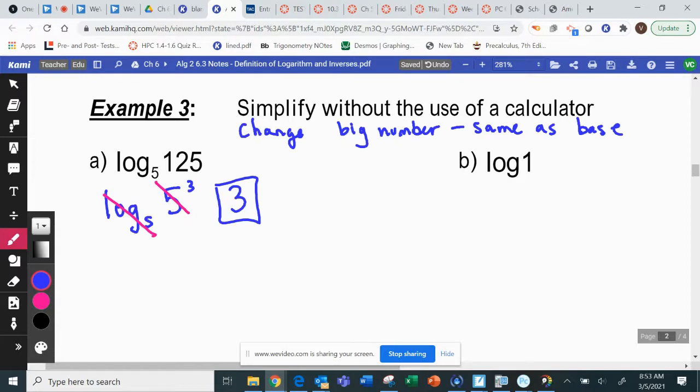So the next one, I have to change the big number so it is the same as the base. What is the base if it just says log? 10. If you say it, you're going to remember it more. So participate. 10. If you need to write it there because you're going to forget, that's fine. So what should the exponent be? 10 to the what is 1? 0. So then the log base 10 and the 10 cancel. Our answer is 0.